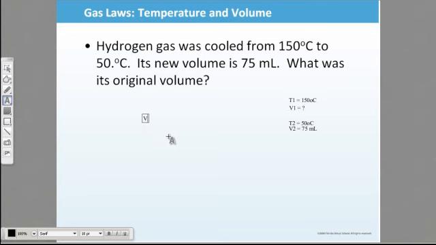All right, well again, our formula, V1 divided by T1 equals V2 divided by T2. All right, so V1, that's the one we're solving for. T1 was 150 degrees Celsius.